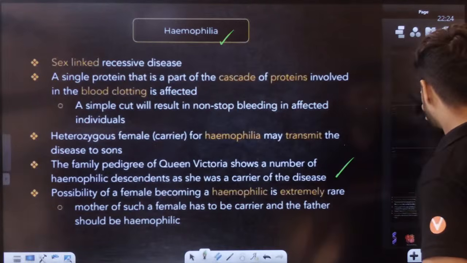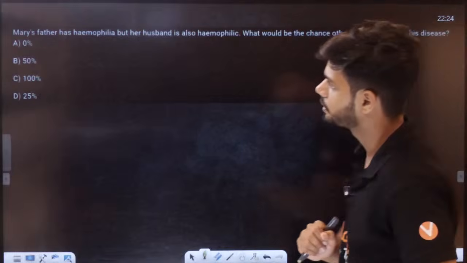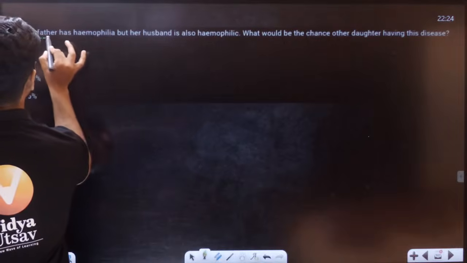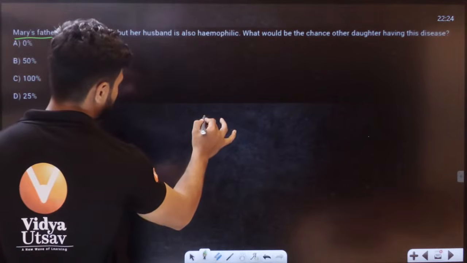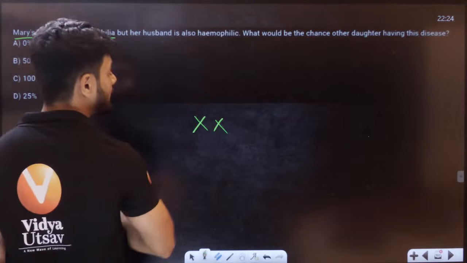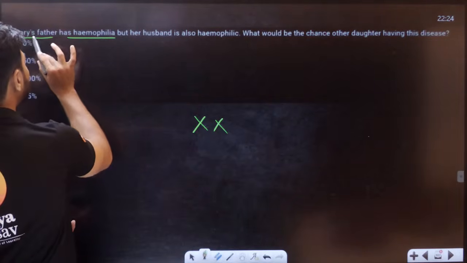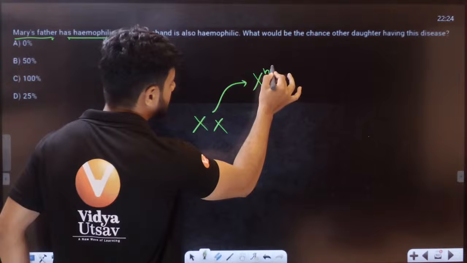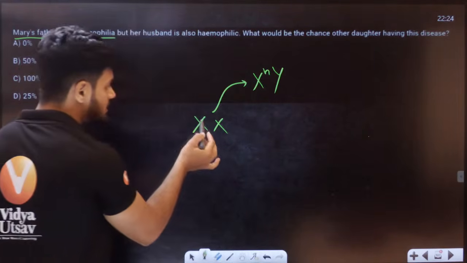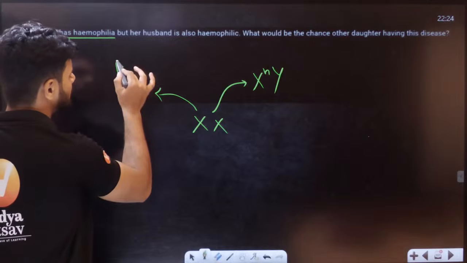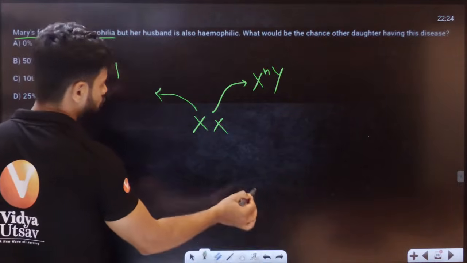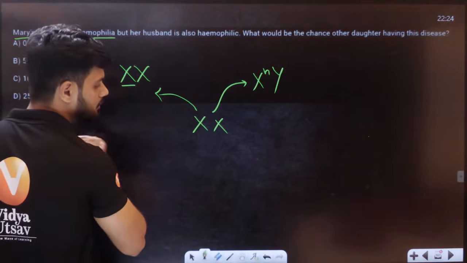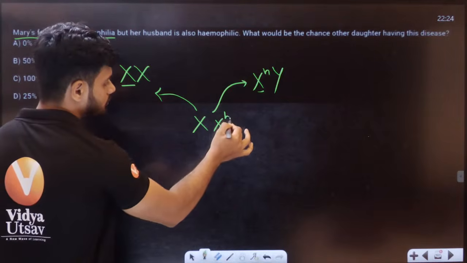Now we'll do a question here to get a better understanding. Read the question. Very beautiful question it is. It says, Mary's father has hemophilia. Let's take Mary here. Mary is a girl. Mary's father has hemophilia. Let's say mother is normal because information is not given. Assume normal. So this X chromosome came here to Mary.